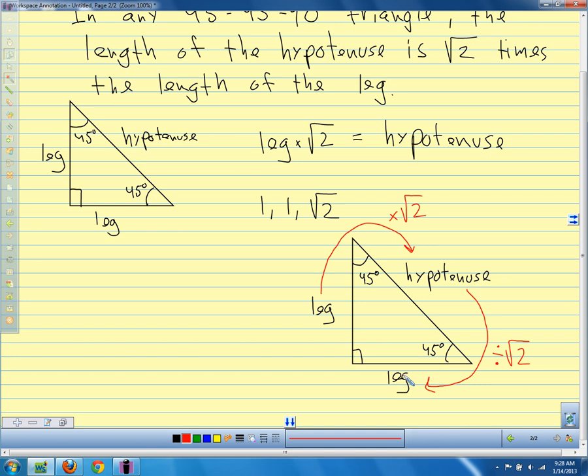Usually the complicated part with these kinds of triangles is remembering how to simplify square roots, because we haven't done it in a long time. So any questions about our rules? All right, let's look at some examples.